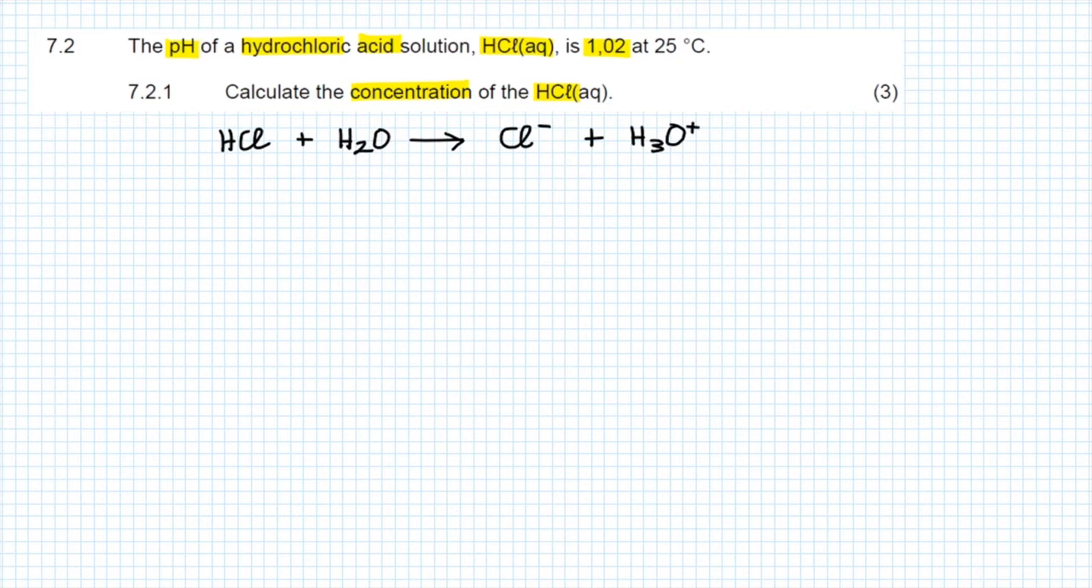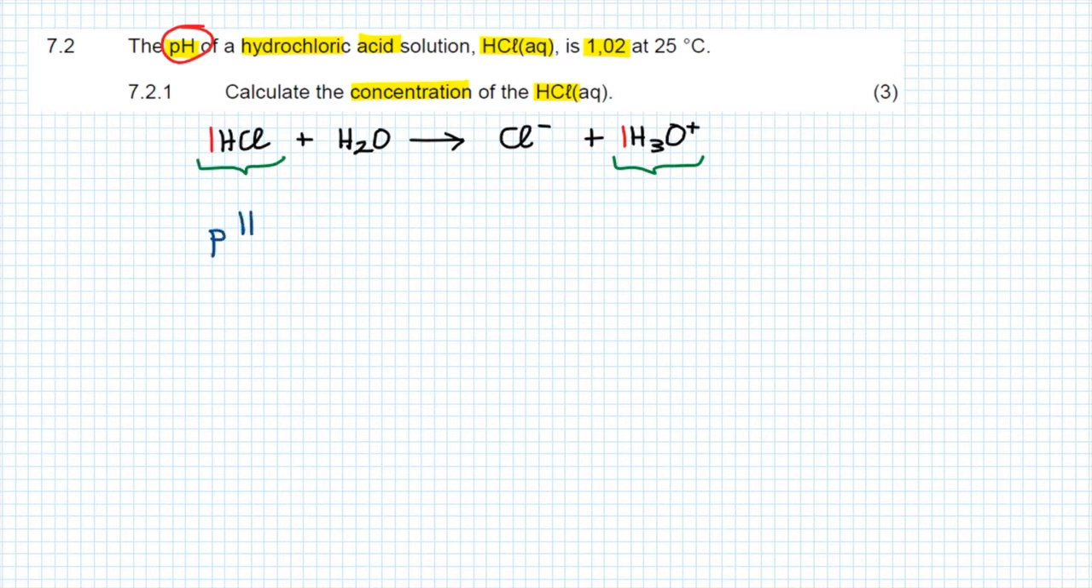This chemical equation is already balanced, and the ratio of hydrochloric acid to the amount of hydronium ions formed is 1:1. Since we know the pH, we would like to use the pH value in the pH formula to calculate the concentration of the hydronium ions. Because if we can calculate the concentration of the hydronium ions, then we will know the concentration of the HCl solution. So, how do we calculate pH?